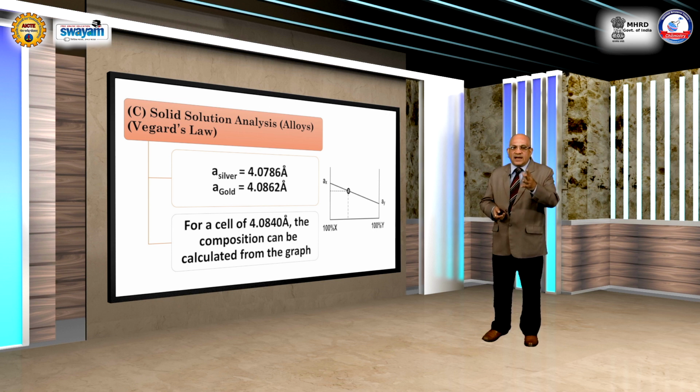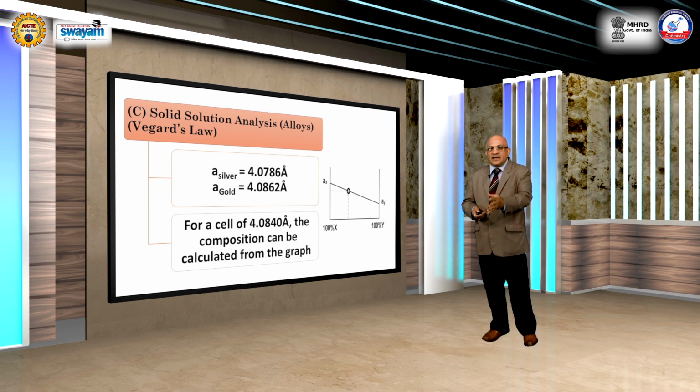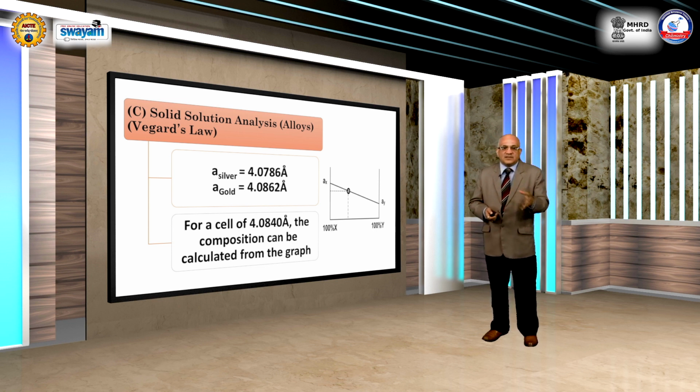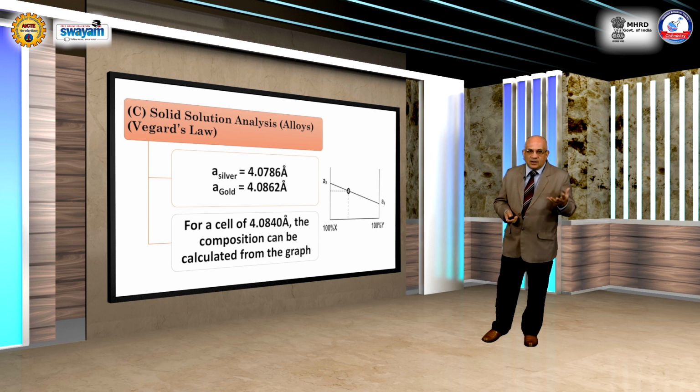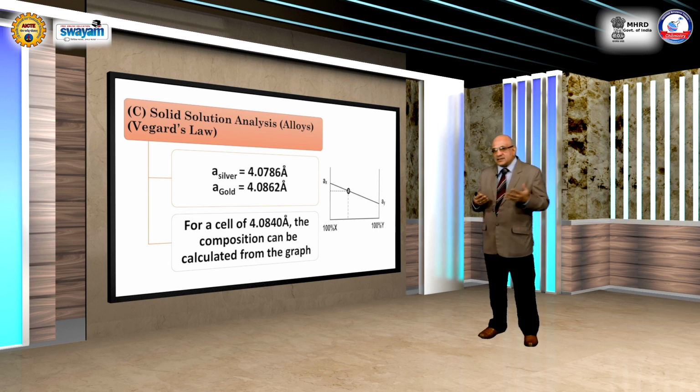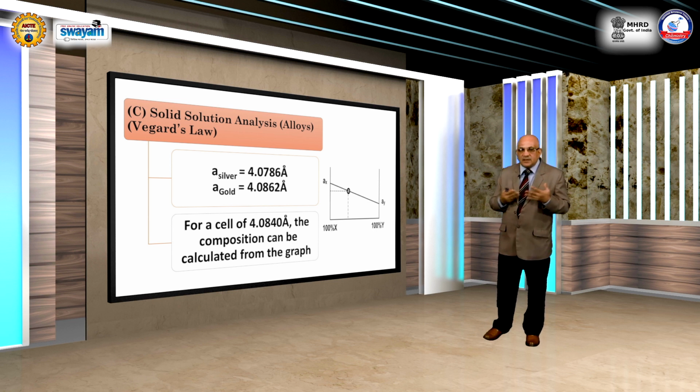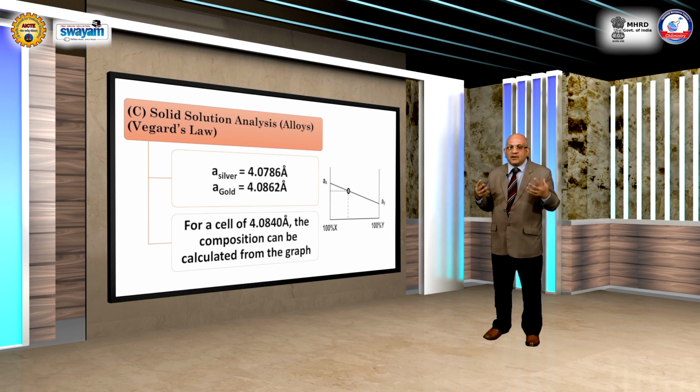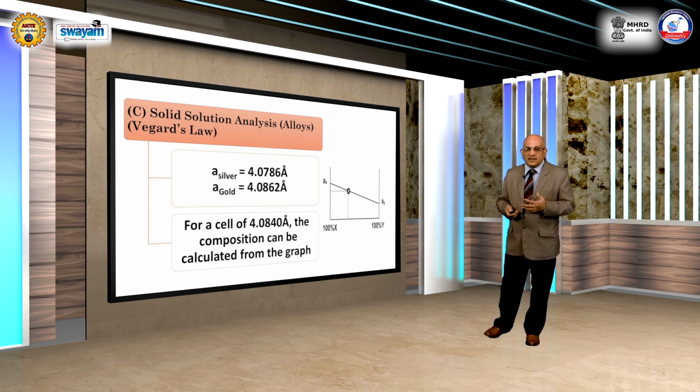So, I have at one end 4.0786, on the other end I have 4.0862. Now, suppose I get 4.0792, which is in between the two. I can draw a line on the vertical on the x axis and I can tell you what my composition of silver and gold is. This is actually called Vegard's law, where you have a lattice parameter which is in between the lattice parameters of your end members, which are the two pure metals, and once I make an alloy, I can find out the composition of the alloy from powder X-ray diffraction.